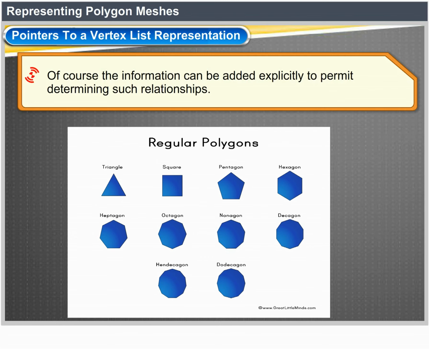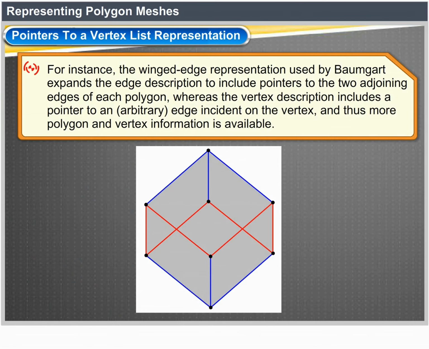For instance, the winged edge representation used by Baumgart expands the edge description to include pointers to the two adjoining edges of each polygon, whereas the vertex description includes a pointer to an arbitrary edge incident on the vertex, and thus more polygon and vertex information is available.